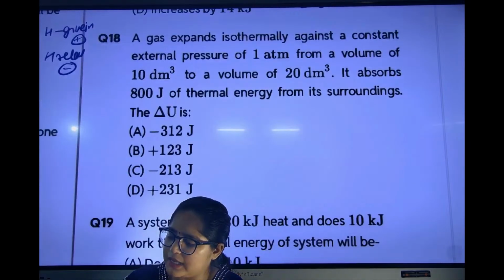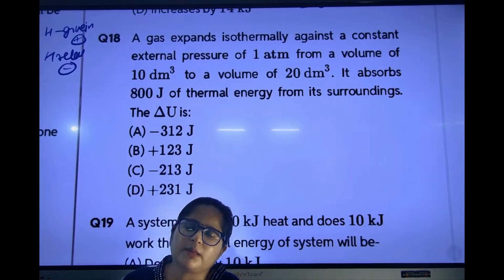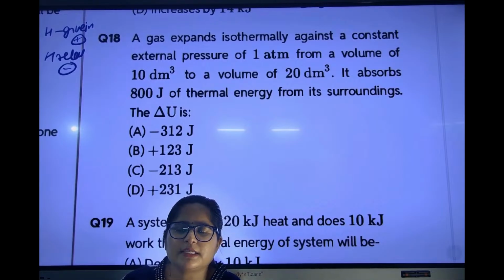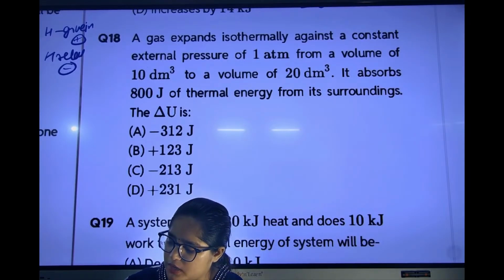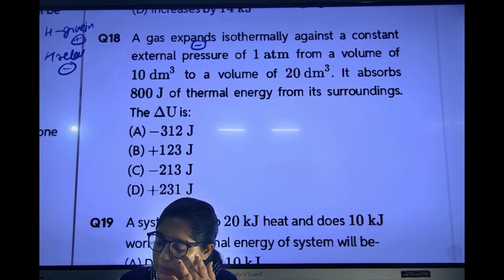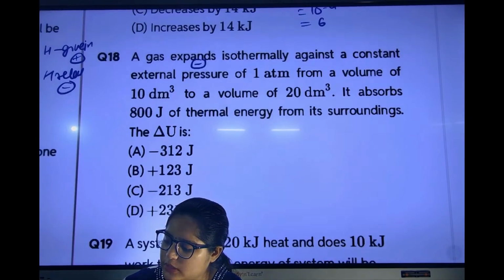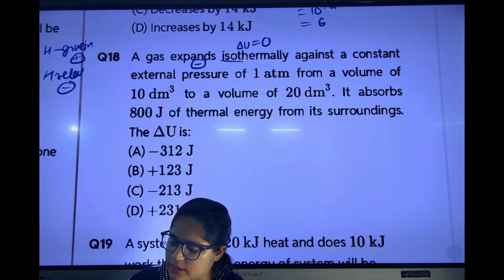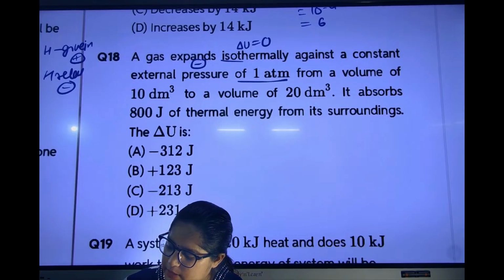Okay, a gas expands, again expansion. Tell me quickly now. Close your eyes and think. Expansion means work done should be negative. Isothermally: what I have told you for isothermal, isothermal means delta U will be 0. Against a constant external pressure of 1 atm, so P external is 1 atm, from a volume of 10 decimeter cube to 20.